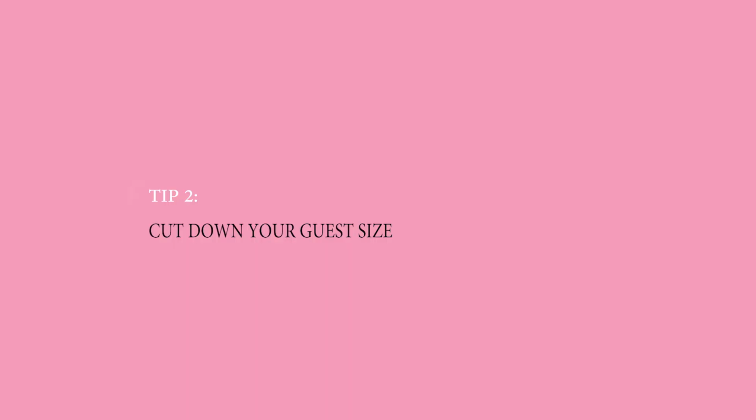Tip two, cut down your guest size. If you're already going way above your estimated budget, the best thing you can do is cut down your guest size. That way you're cutting down the quantity of food, drinks, and decor, and everything you'll be needing for that event. So cut down your guest size, it'll help save a lot of money.